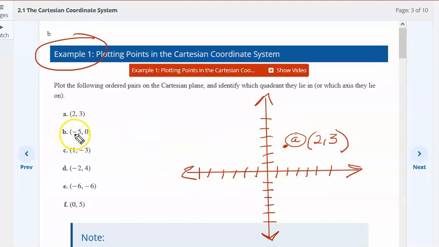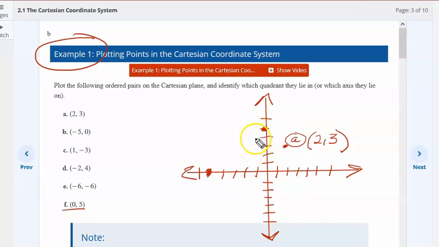For B, let's do this one, (-5, 0). So -5, 1, 2, 3, 4, 5, 0. This would be right on the x-axis. And then let's do letter F, (0, 5). Here you start at 0 and you go up 1, 2, 3, 4, 5.